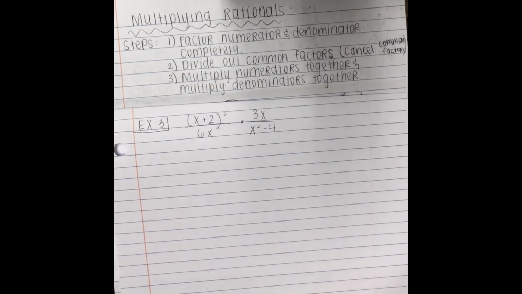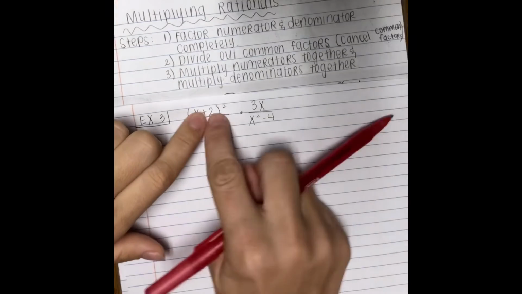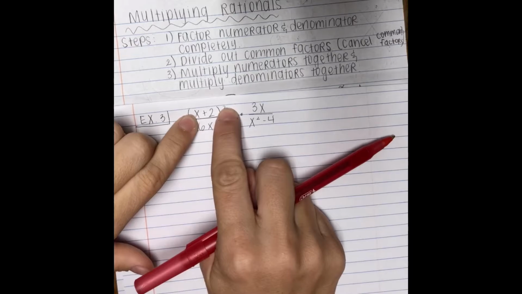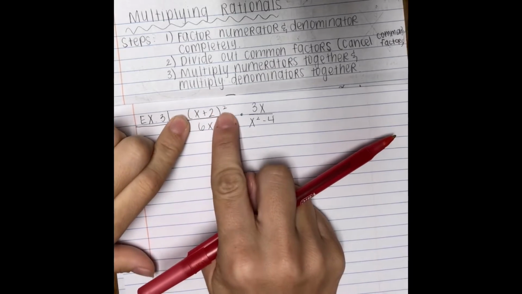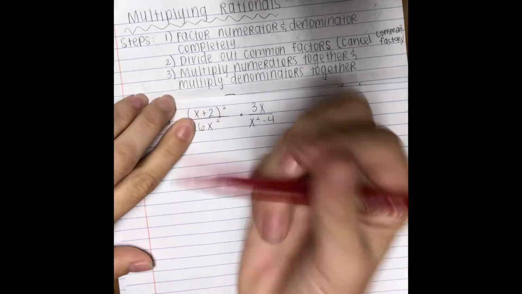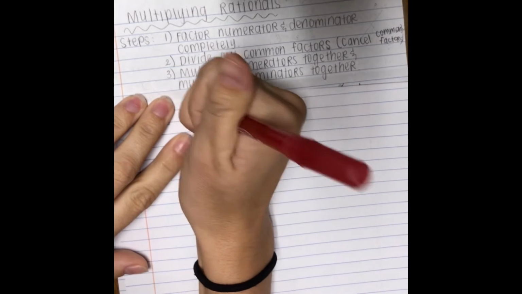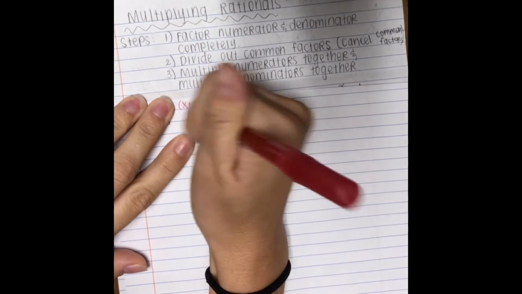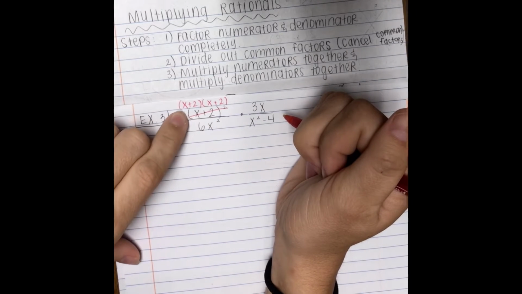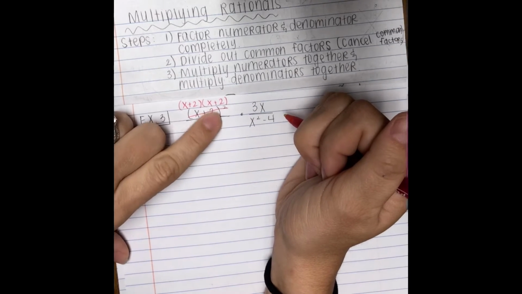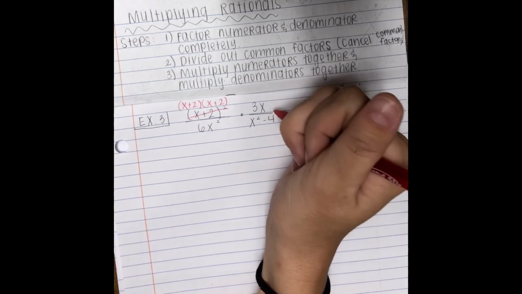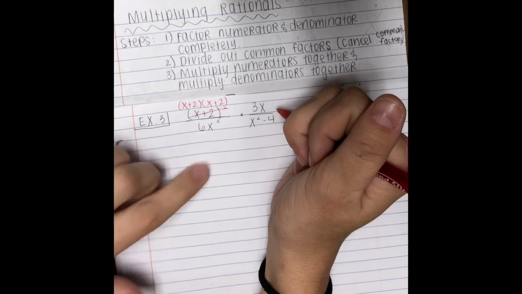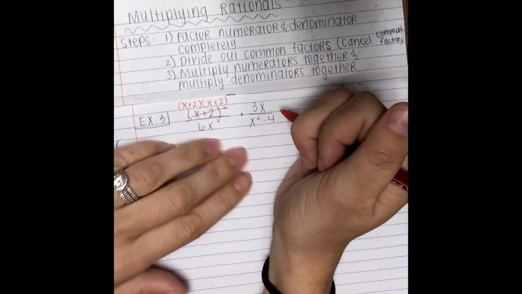All right, so step 1, factor numerator and denominator completely. This is factored, but it says squared, so I want to write out both of them. Squared means you have 2 of these things. So really I have x plus 2 times x plus 2. Canceling this out because I rewrote it factored above. 3x is factored, 2x squared you can't factor, it's just one term.